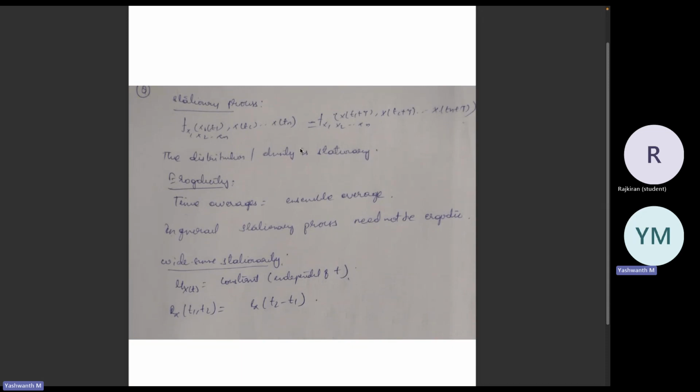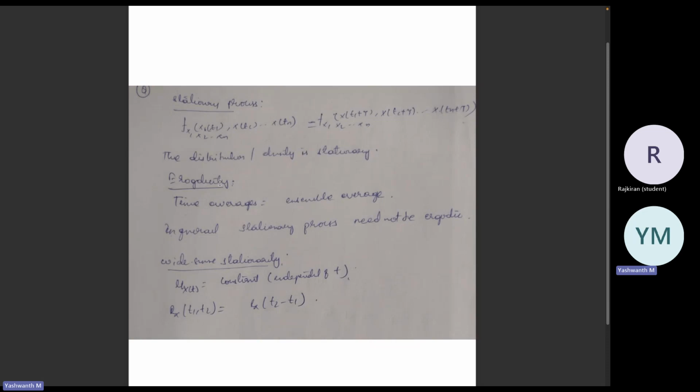Do you know what this process is? When you say a process is stationary, then its distribution or density. I've written density, but taking distribution makes much more sense. When you sample your random process at some n time instances, t1 to tn, you get a distribution across those random variables. And when you slightly shift that sampling by a constant offset, even then you should have the same distribution. Then the process is stationary, or strictly stationary.